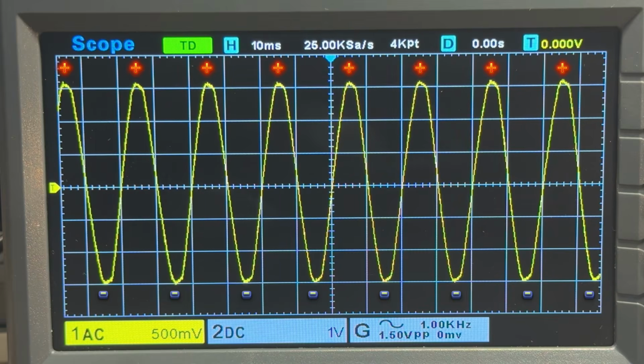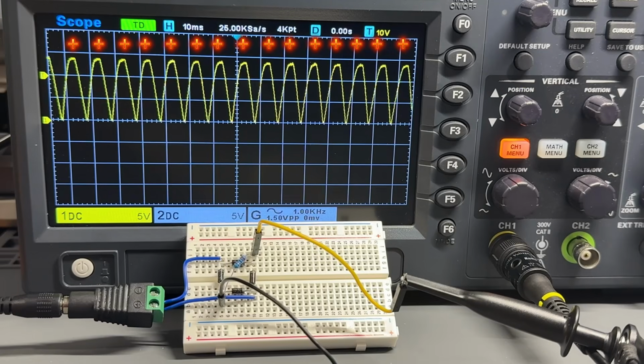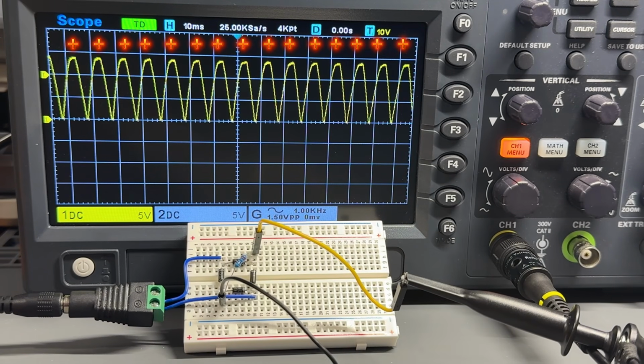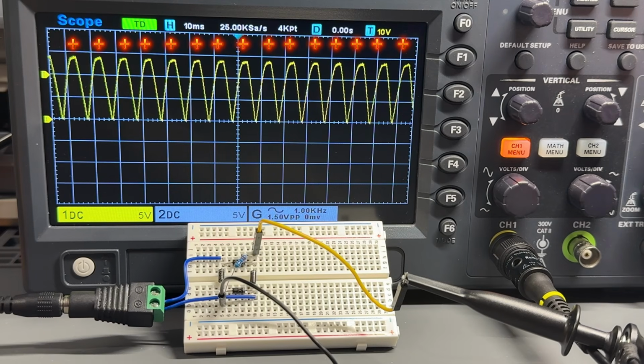Note on the oscilloscope, the AC input is a clean sine wave, positive above 0 and negative below. At the bridge output, the negative half of the waveform is flipped upwards, so both halves now sit above 0. And this is full wave rectification in action, but it's still what we call pulsating DC.